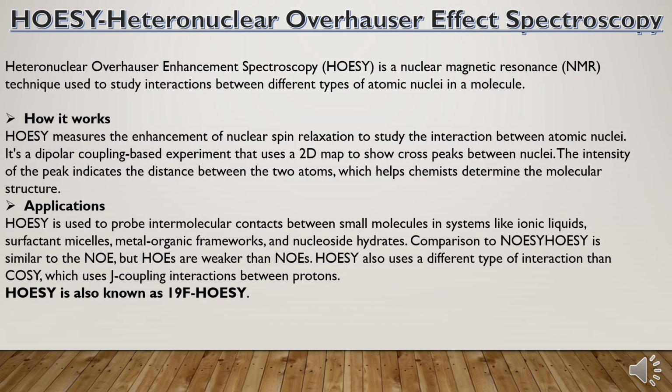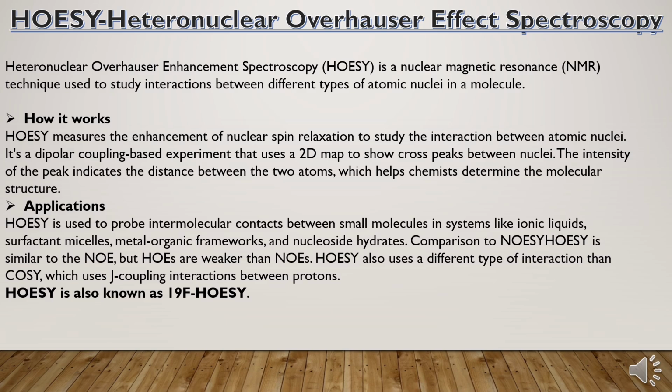HOESY, that is Heteronuclear Overhauser Enhancement Spectroscopy, is the nuclear magnetic resonance spectroscopy technique used to study the interaction between different types of atomic nuclei in the molecule. How it works? HOESY measures the enhancement of the molecule's spin relaxation to study the interaction between atomic nuclei. It's a dipolar coupling based experiment that uses a 2D map to show cross peaks between the nuclei. The intensity of the peak indicates the distance between the two atoms, which helps chemists determine the molecular structure.